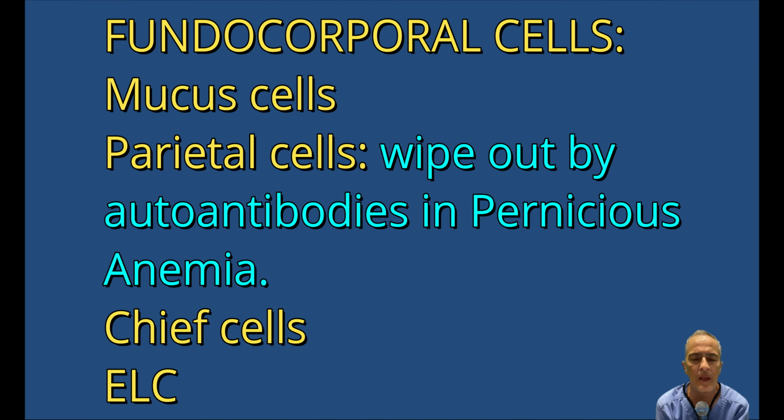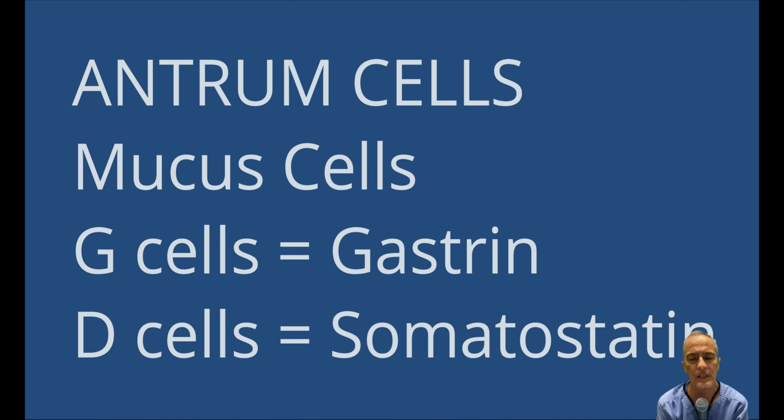So let's summarize. Fundocorporal cells are mucous cells, parietal cells, chief cells, and enterochromaffin-like cells. And the antrum cells are mucous cells, G cells producing gastrin, and D cells responsible for the production of somatostatin.